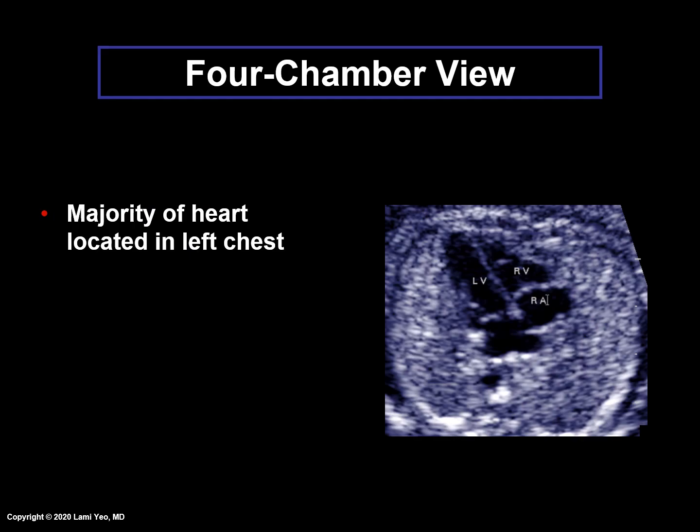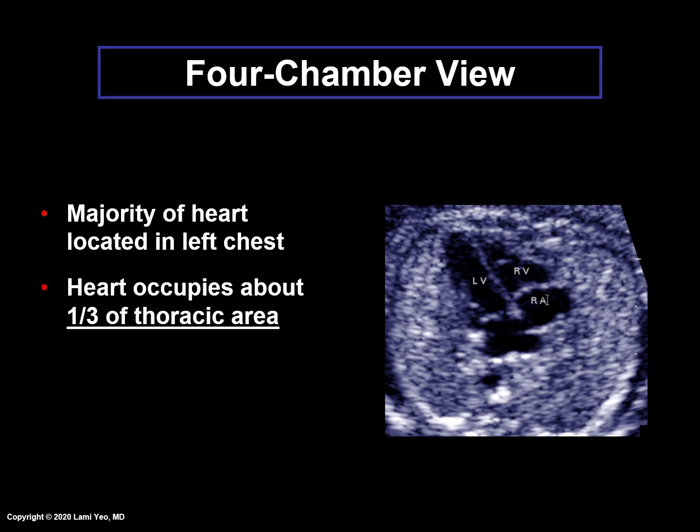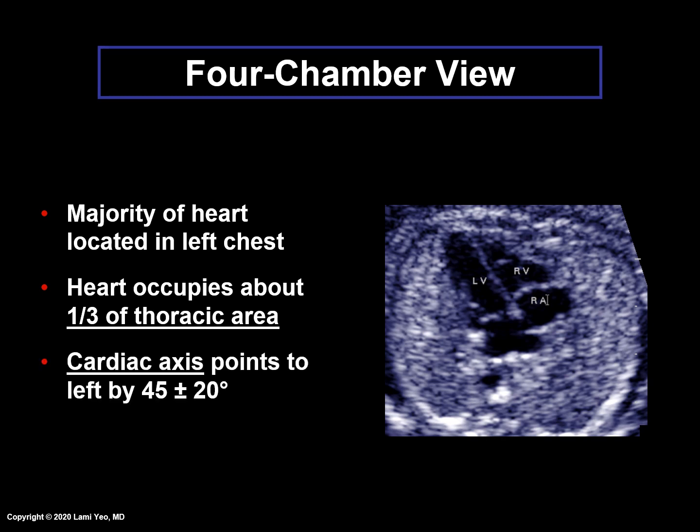4-chamber view. The majority of the heart should be located in the left chest in a normal anterior left position. The heart should occupy about 1/3 of the thoracic area. One of the ways to determine this visually is to imagine an outline of the fetal heart. If this same outline can fit into each of the lung fields, then the heart occupies about 1/3 of the thoracic area. The cardiac apex should point to the left by 45 ± 20 degrees in relation to the anterior-posterior axis of the chest. Finally, there should be no pericardial effusion.